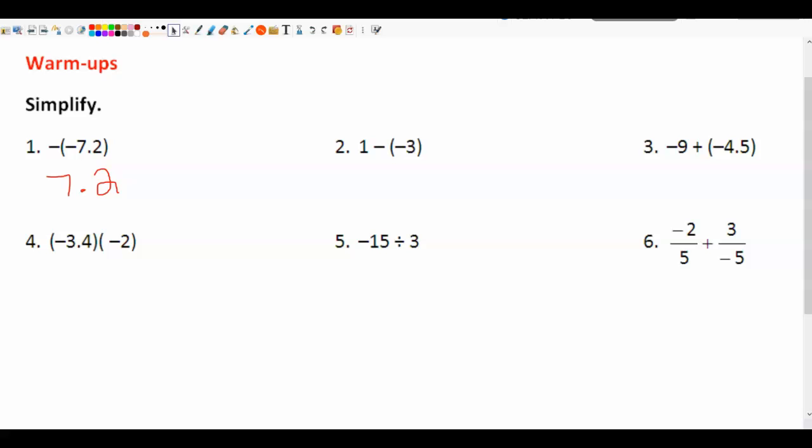In number 2, you have 1 minus a negative 3. So that's kind of like saying negative 1 times negative 3, or a minus is a positive. So that's like 1 plus 3, or 4.